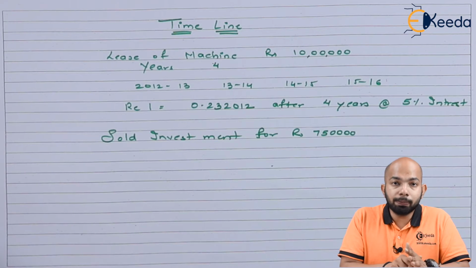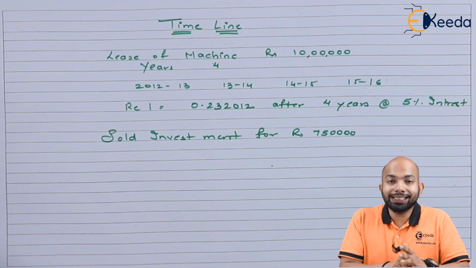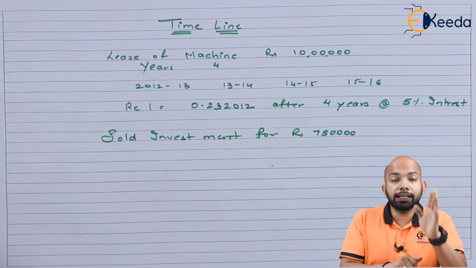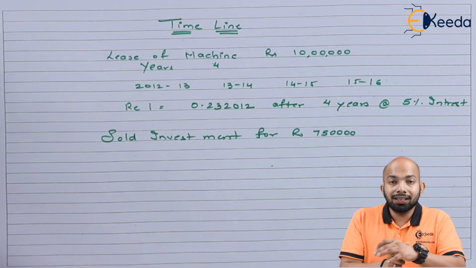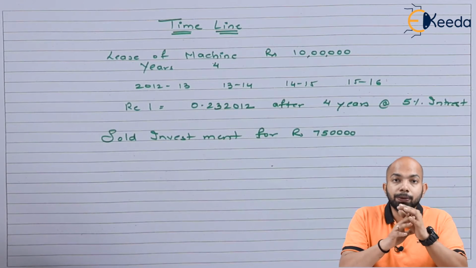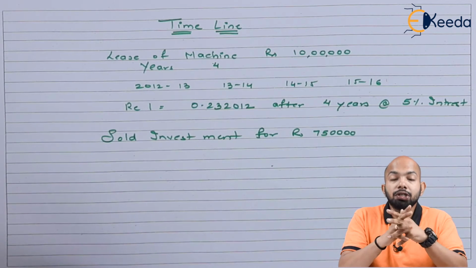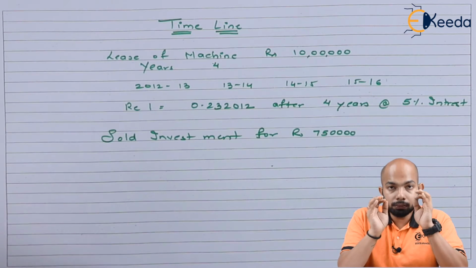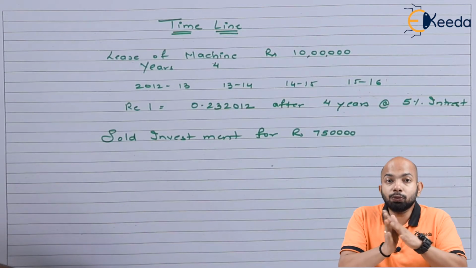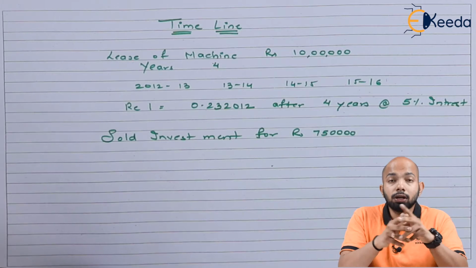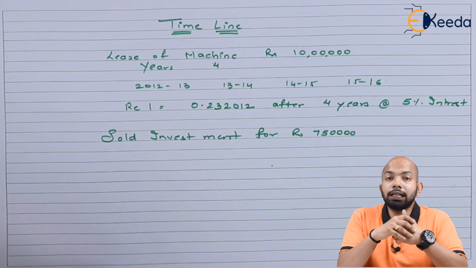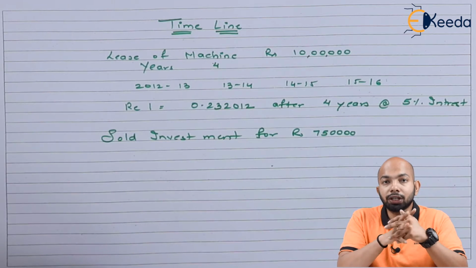So the timeline has been prepared and we have understood what all details have been mentioned here. So the lease value is rupees 10 lakhs that has been mentioned. The tenure is mentioned as 4 years. And again, with the rate of interest of 5% for 4 years, if you invest rupees 1, it will fetch you 0.232012. This has been also mentioned in this specific timeline. Now this investment was sold out for rupees 1,50,000. We'll further go ahead and prepare what all details are supposed to be mentioned in the working note. So let's go ahead and prepare the working note now.